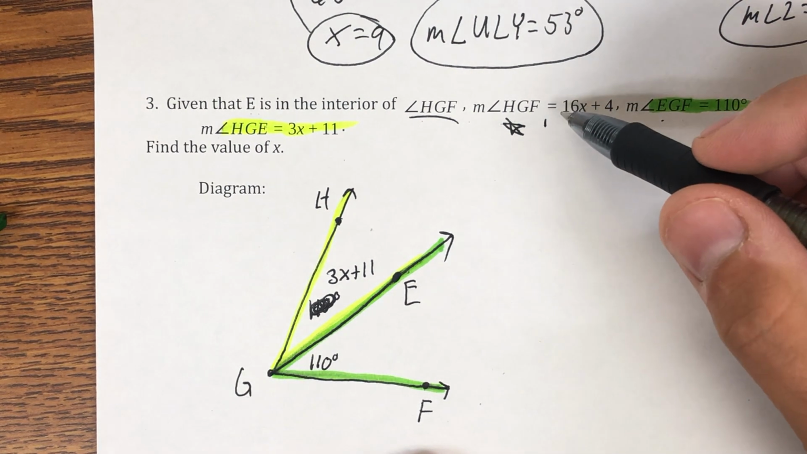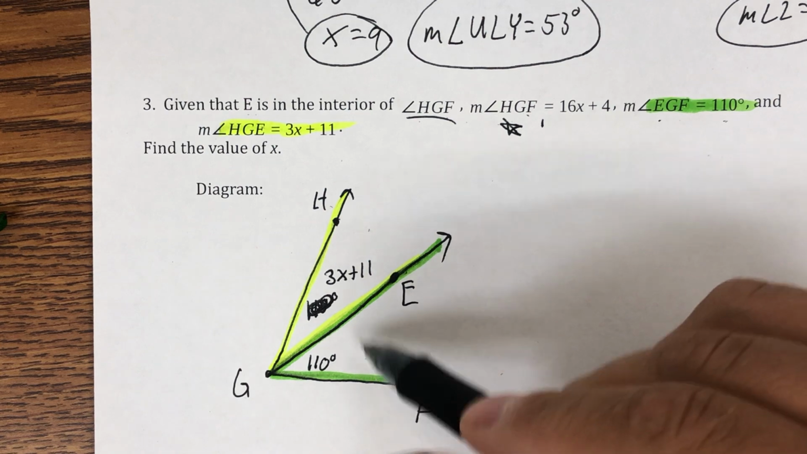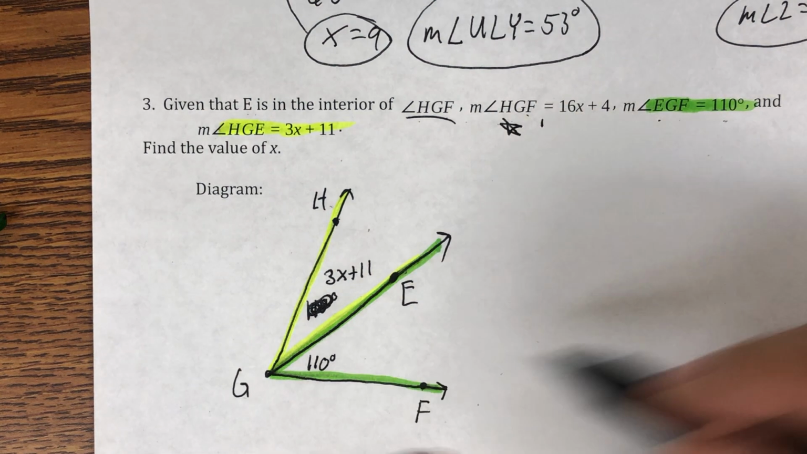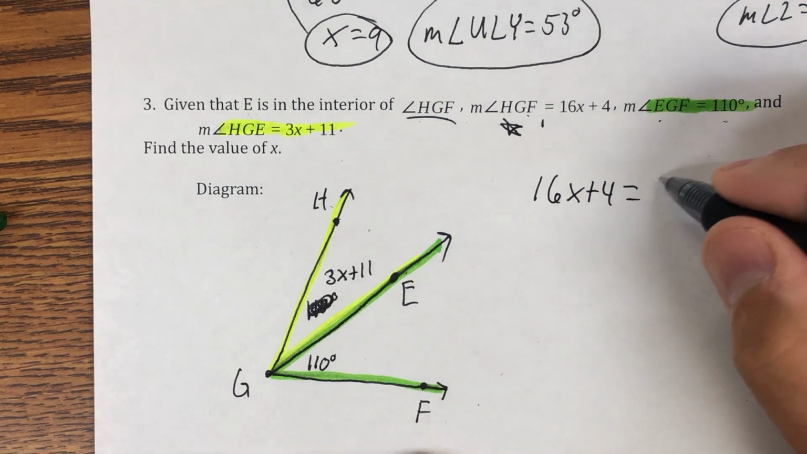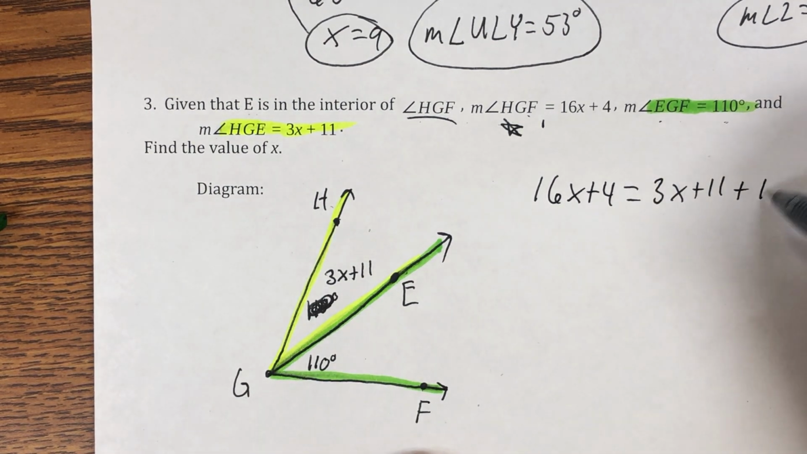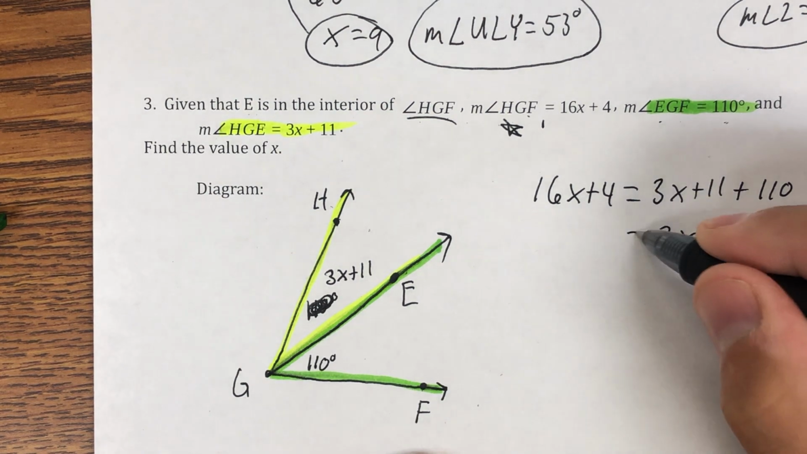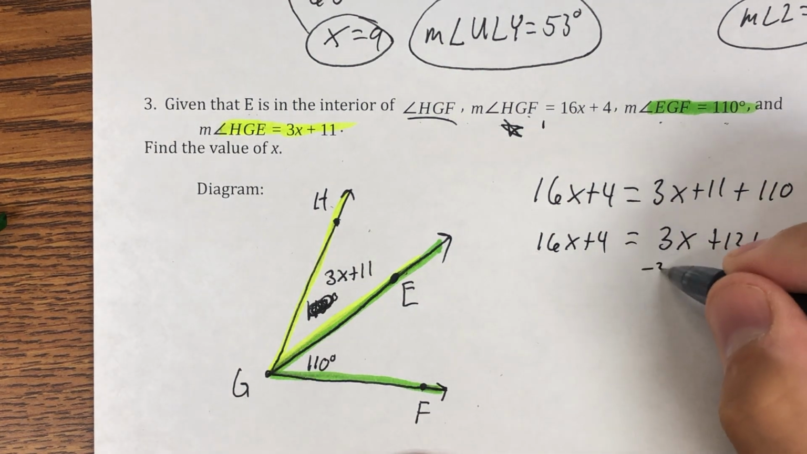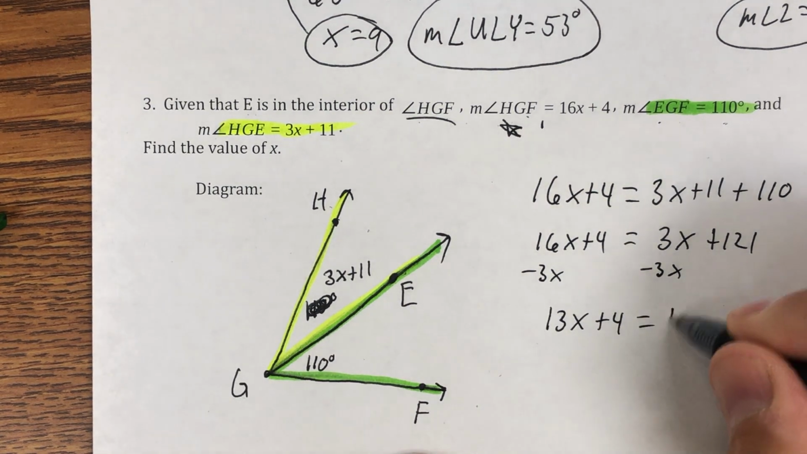So setting up my equation, the entire angle, I had to come back to that. The whole thing was HGF. I can't say these two parts are equal. Nothing told me that they were. It wasn't bisected. So the entire thing, HGF, is 16x plus 4. And that's equal to the two parts added together. So 3x plus 11 plus 110. Now I can solve. All right, let's combine like terms. 3x plus 121 equals 16x plus 4. All right, subtract our 3x. And I got 13x plus 4 equals 121.